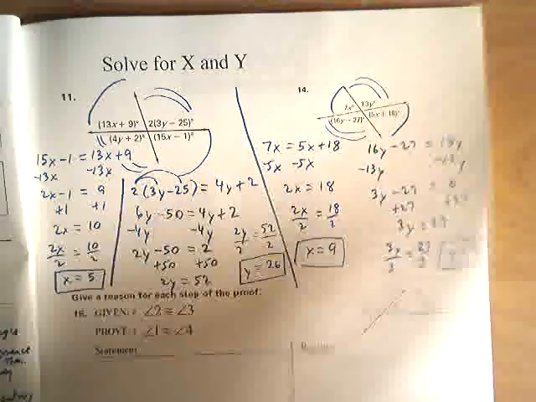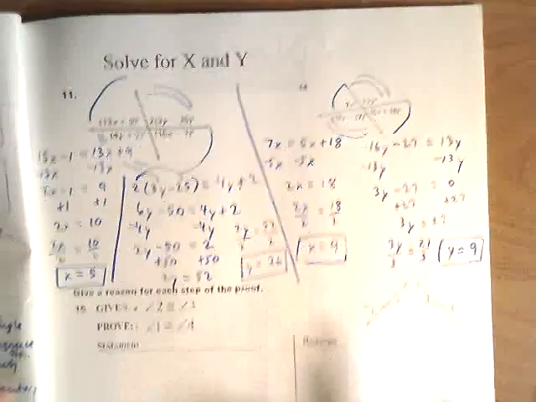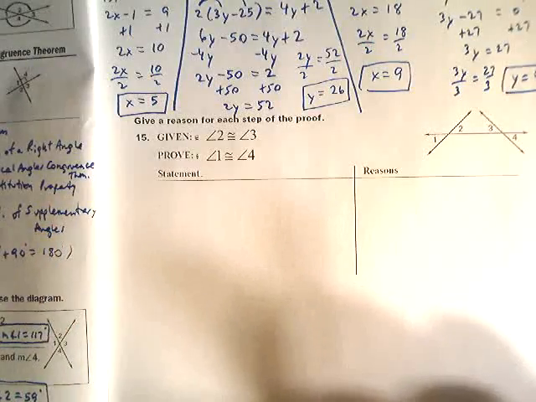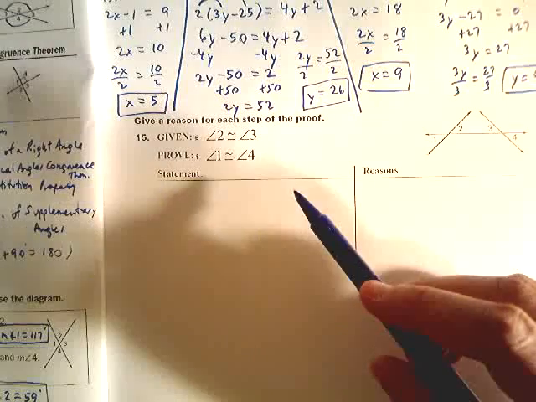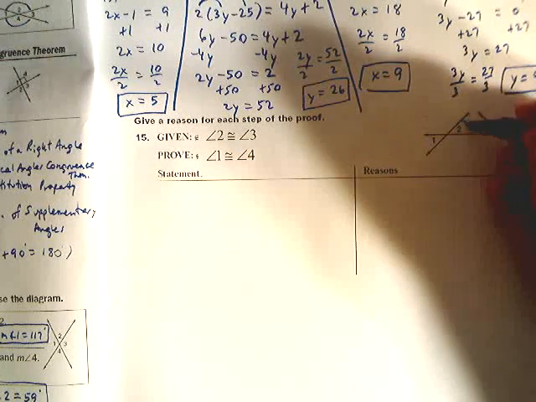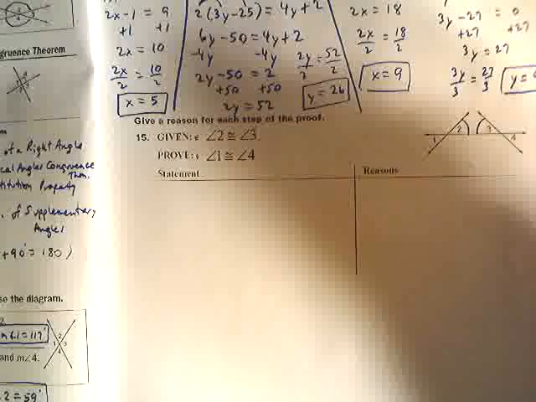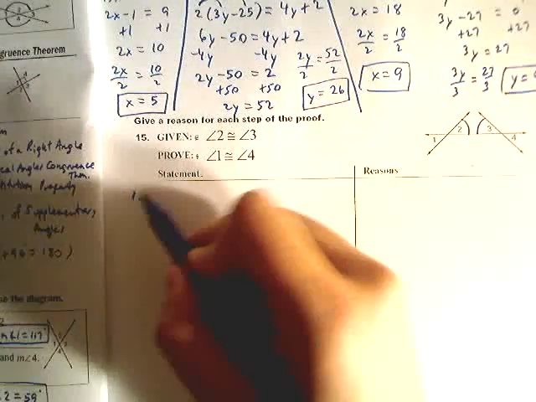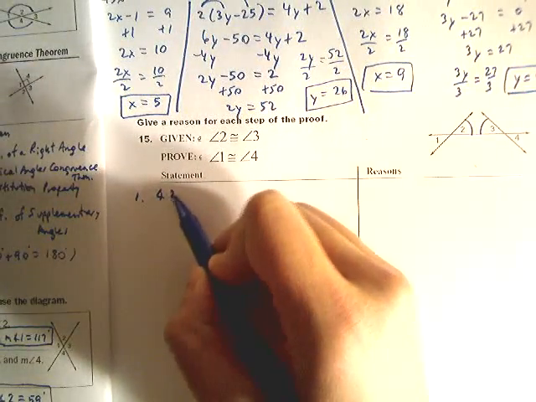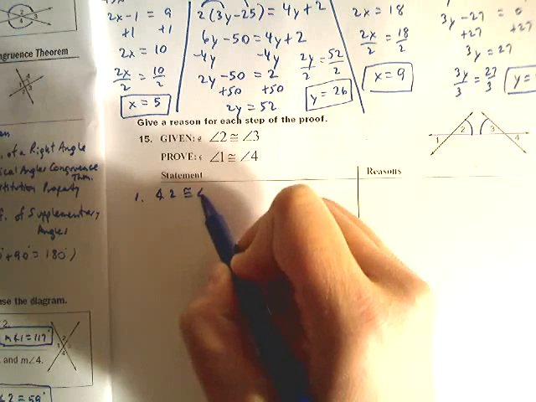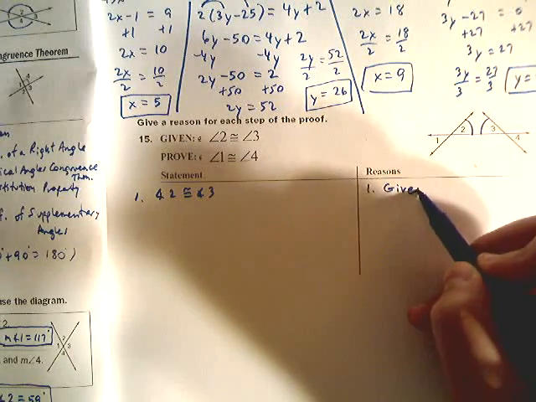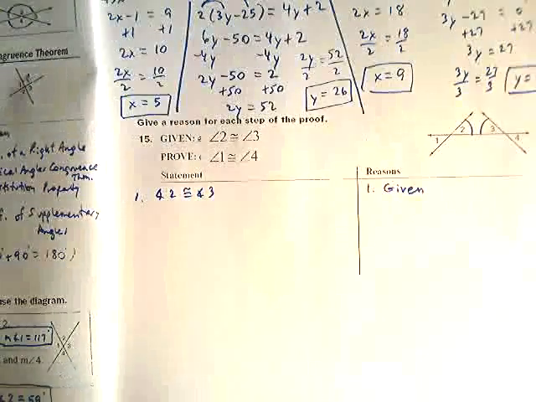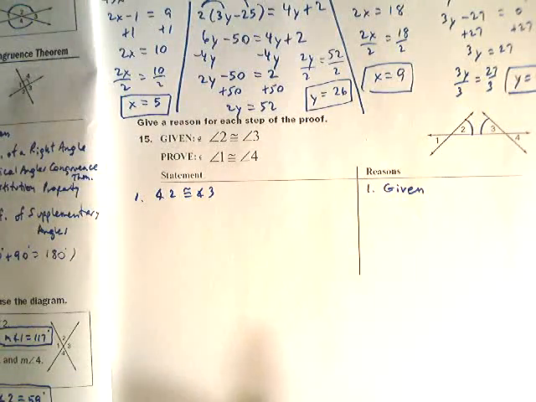Okay, this proof is our last example for section 2.7. Alright, so they're going to start by telling us that angle 2 is congruent to angle 3. That's all given information that they've provided us with. And that forms the basis for our first line of our two-column proof.